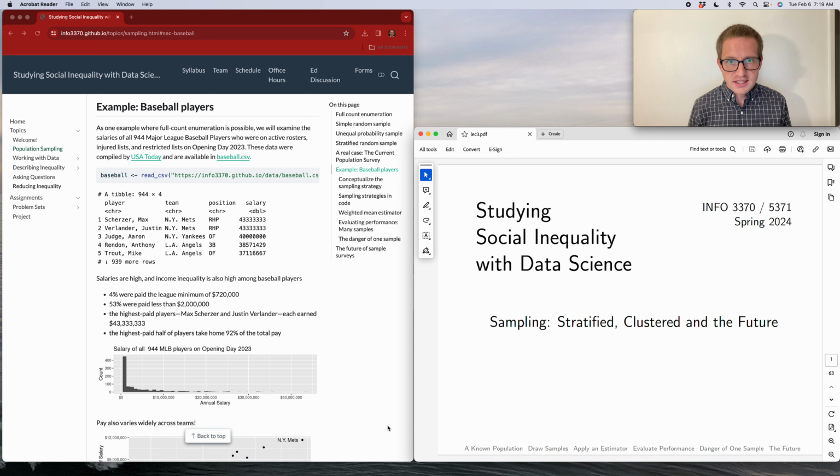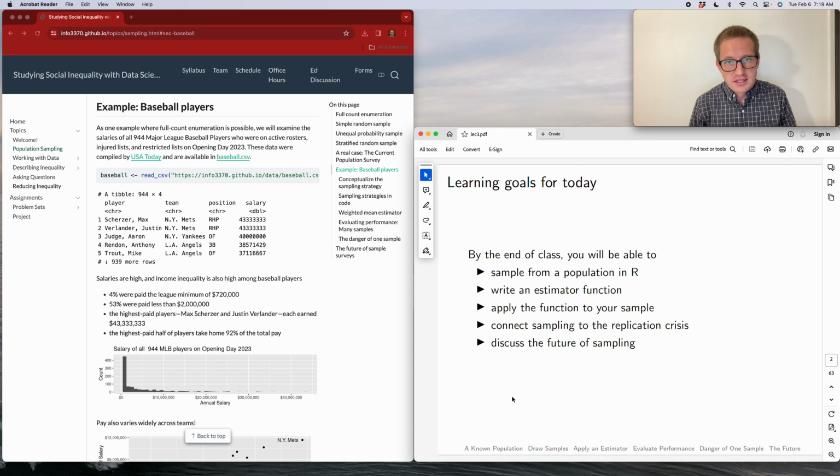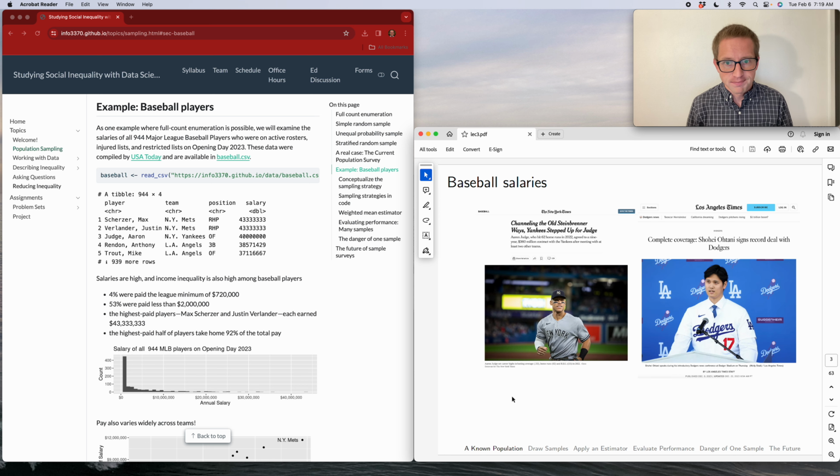To continue practicing ideas of sampling, we will now use a population of baseball players. Our goals for today are to sample from a population using R, to write a function that will sample from that population, and then a function that carries out an estimator. We're going to apply that function to samples that we generate, and then we can see the performance of those samples. In the next video, we'll use this example to connect sampling to the replication crisis in science, and then in the video after that, we'll discuss the future of sampling.